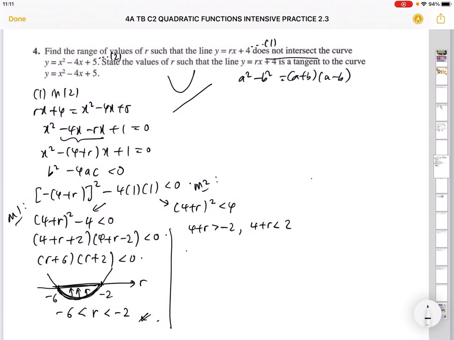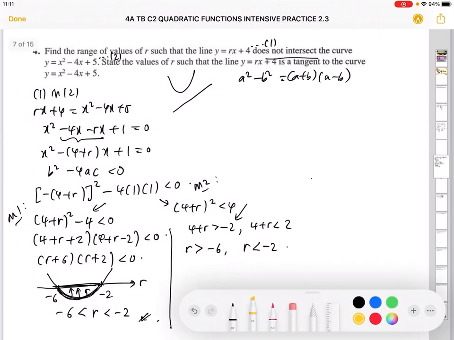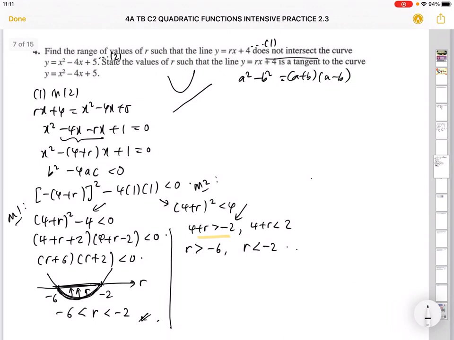So r is now less than negative 2, and r is more than negative 6. Now, this may appear to be much easier, but just remember to always change the sign for the negative 1. And we can actually combine this. If r is more than minus 6 but less than minus 2, we can combine them and write this as the answer. But we're not done yet, because there's a second part to this.